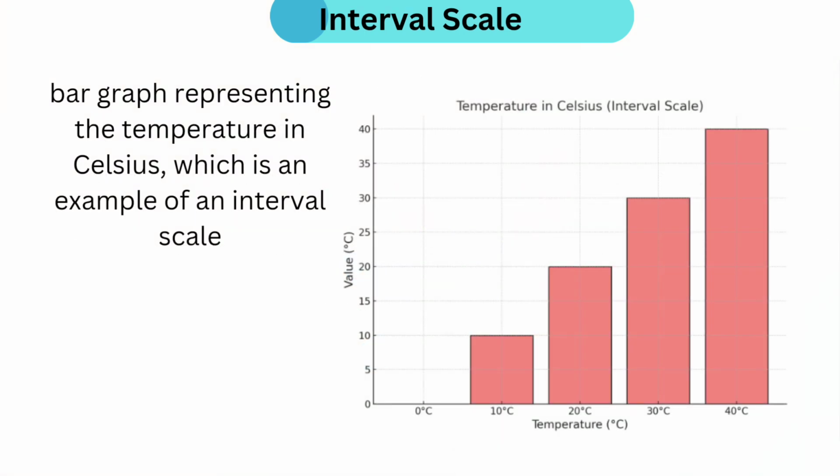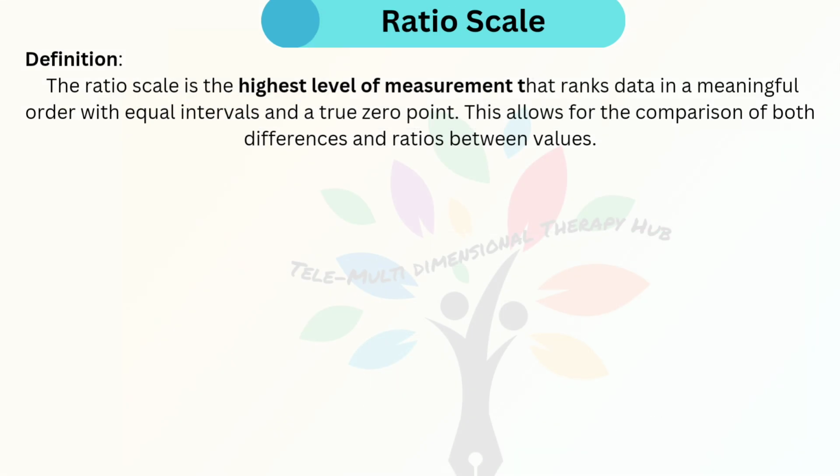Here is a bar graph representing the temperature in Celsius, which is an example of an interval scale. The differences between each temperature, for example 10 degrees Celsius to 20 degrees Celsius, are equal, but 0 degrees Celsius doesn't represent the absence of temperature. There is a temperature, but it's 0 degrees Celsius.